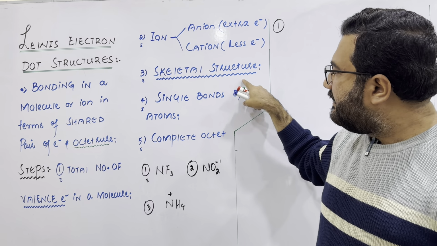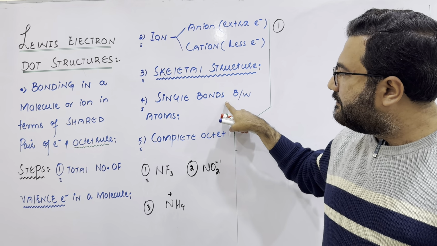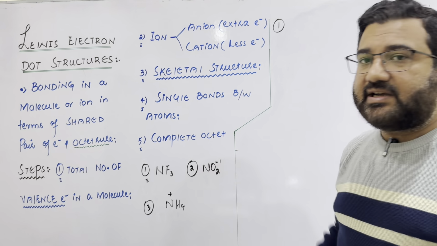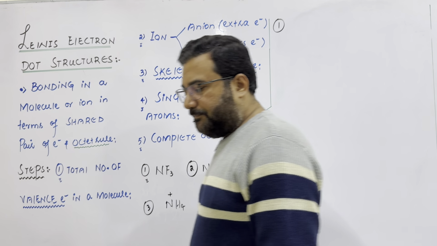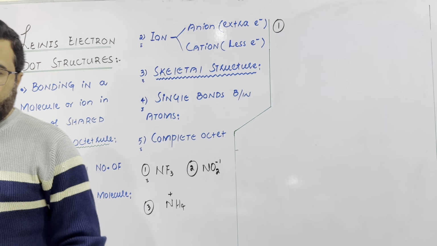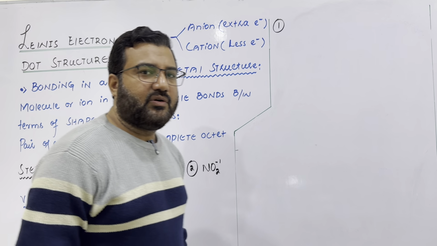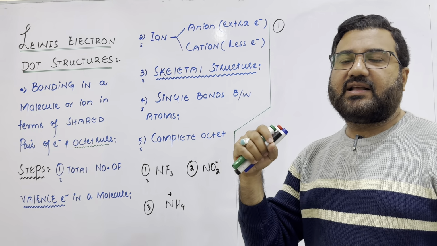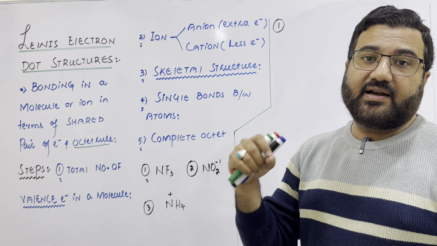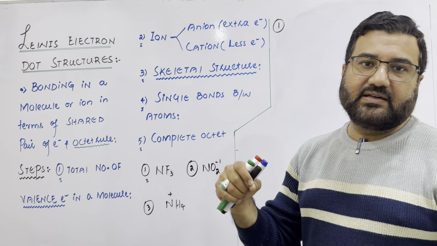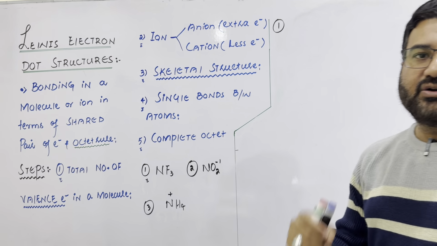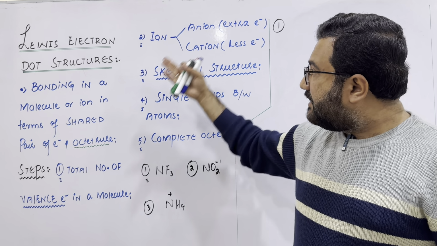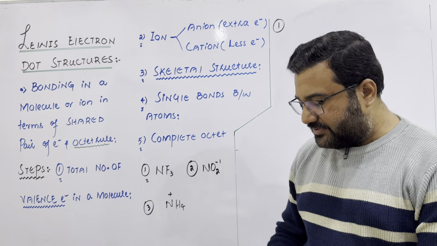After writing the skeletal structure, now join the atoms through single bonds, and then after joining through single bonds, complete the octet by using the total number of valence electrons in the form of lone pairs and in the form of multiple bonds. The condition is that every atom should have 8 electrons in its valence shell. Then that will be considered the correct Lewis electron dot structure. How these steps are performed, let us look into some examples.